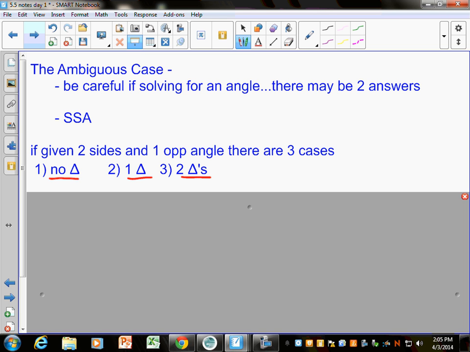Okay, so guess what? We have 3 more problems to do, because there's 3 cases that I want you to see. Do you want to start with the worst one or the best one?